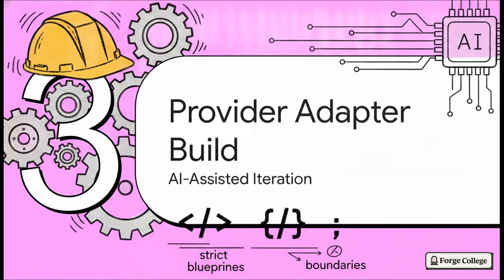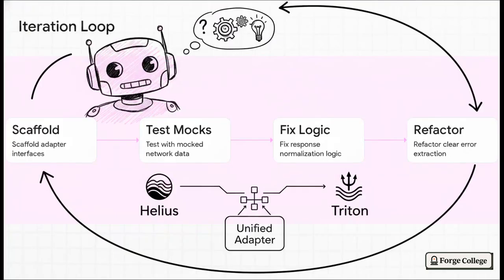Moving to Section 3, building the provider adapter. We are going to iterate on this with a little AI assistance. All right, hard hats on. We're going to use a vibe coding process here, leaning heavily on an AI assistant to do the heavy lifting of writing all that boilerplate TypeScript. Now, AI is amazing for this kind of scaffold generation, but only if you give it incredibly strict blueprints and boundaries to work within. So here's our 4-step iterative loop.